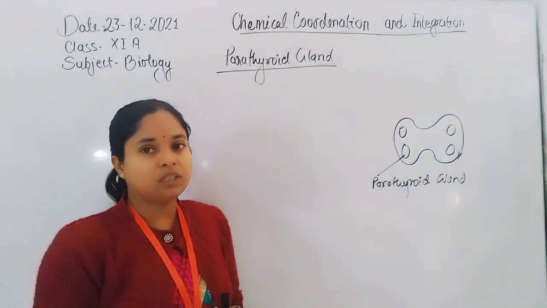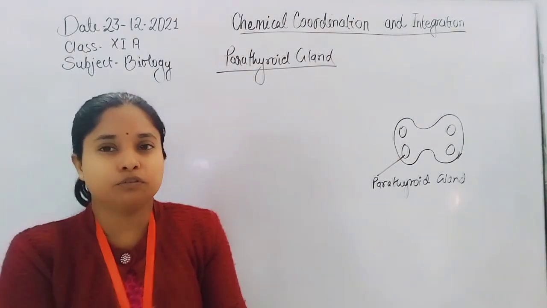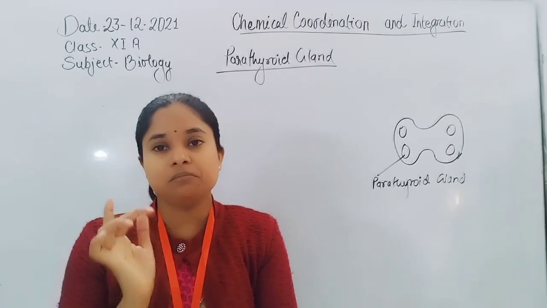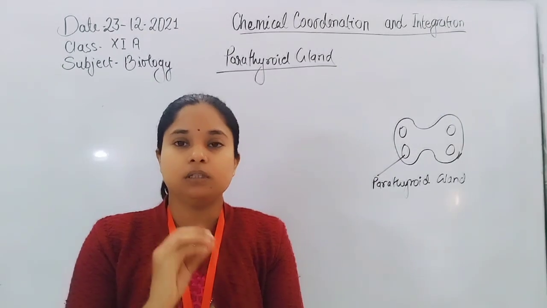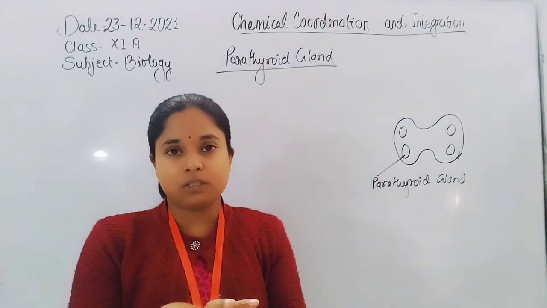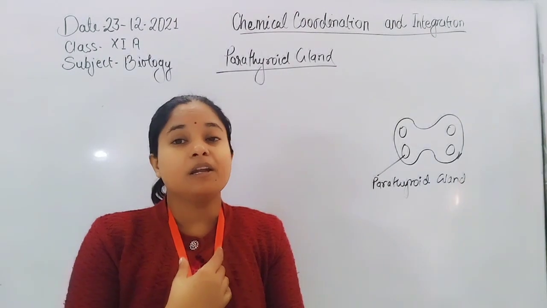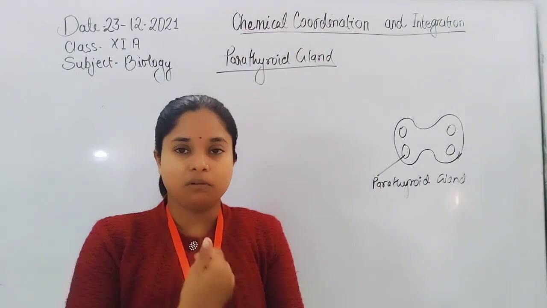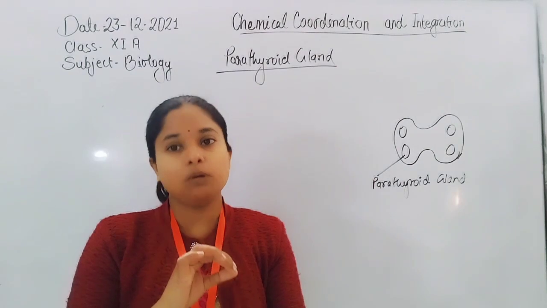As we know, there are two kinds of hormones secreted by the thyroid gland: T3, T4 is one group, and thyrocalcitonin, which helps in calcium ion homeostasis. Actually, through thyrocalcitonin, calcium ion is deposited in the bone matrix when an excess amount of calcium ion is present in our blood. If the calcium level rises in our blood, the excess calcium ion gets deposited into the bone matrix.